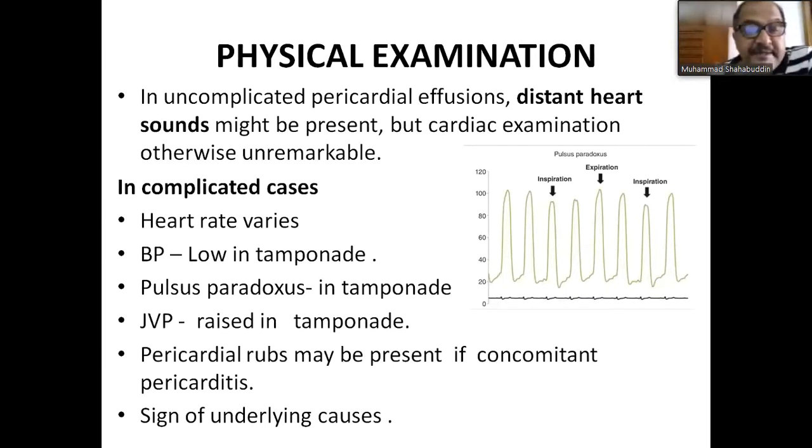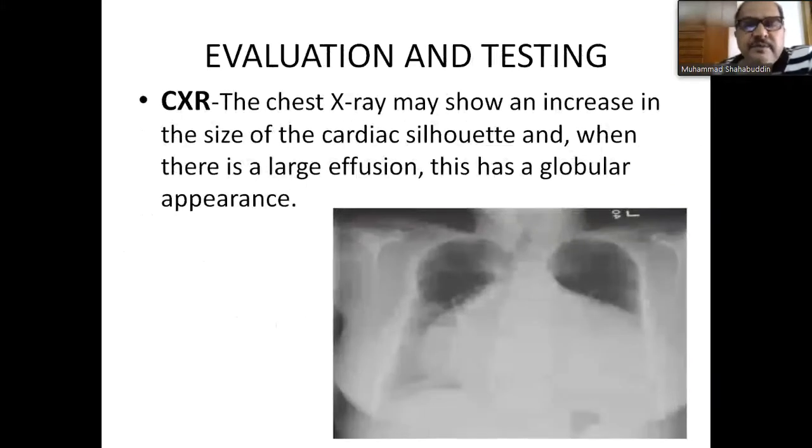And a pericardial rub may be present if there is concomitant pericarditis, and signs of underlying causes may be present according to etiology. The X-ray may vary according to whether the effusion is mild, moderate, or severe. If it is mild, the cardiac silhouette cannot be enlarged, but depending upon the fluid, it may be. The X-ray may show an increase in size of the cardiac silhouette when there is a large effusion, with a globular appearance.